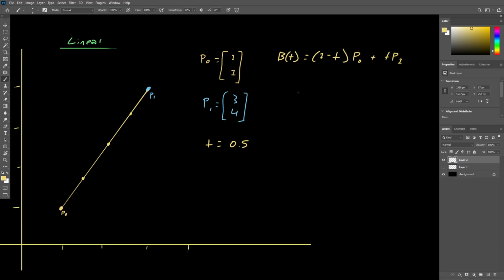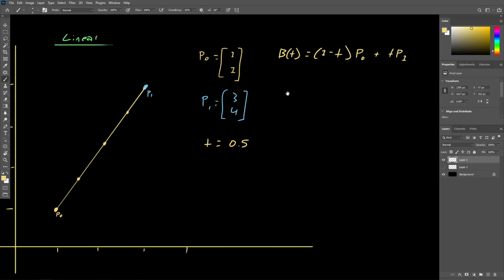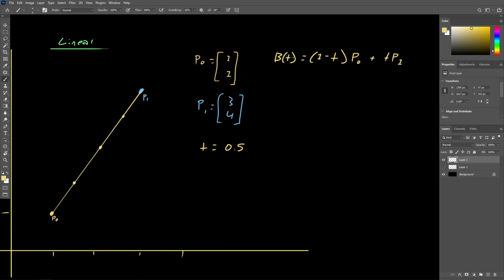All right, so the equation for the linear Bezier curve is fairly straightforward. B of t will be equal to (1 minus t) times the component of P0, plus t times the component of P1.